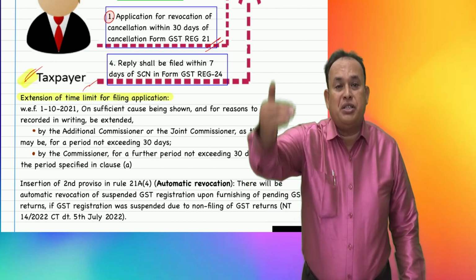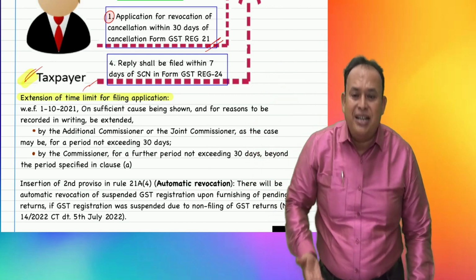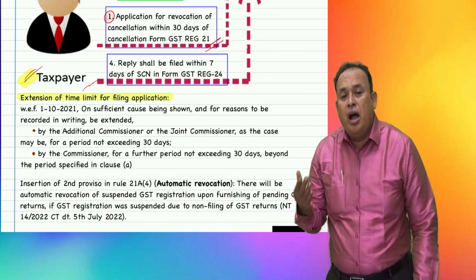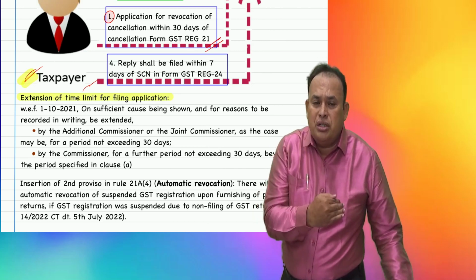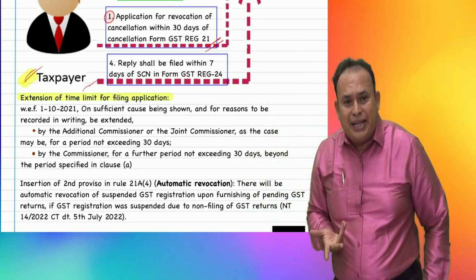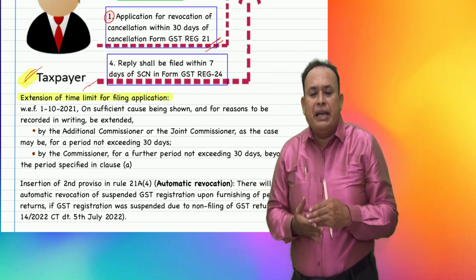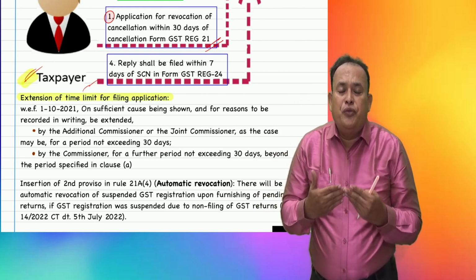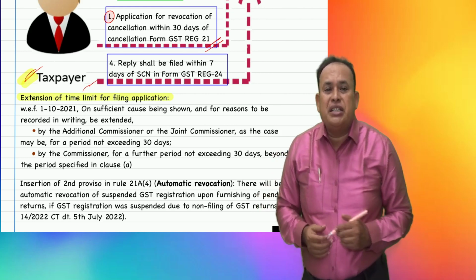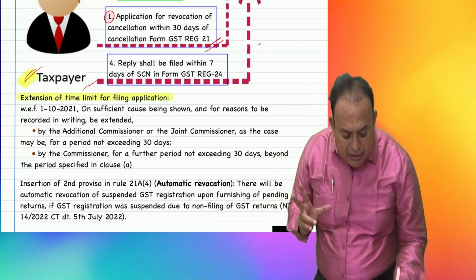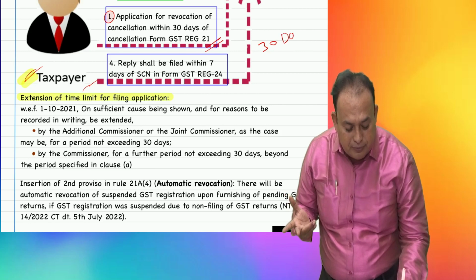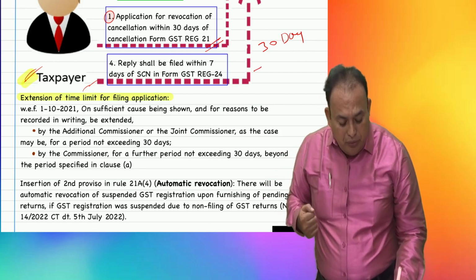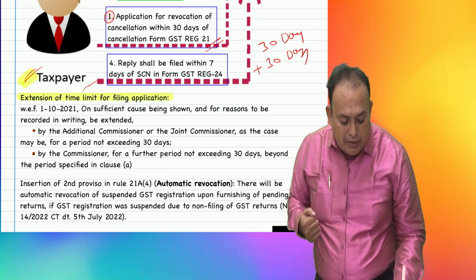Within 30 days, if not applied for the revocation of cancellation, a further 30 days can be extended by the additional commissioner or the joint commissioner, as the case may be. On sufficient cause being shown, the commissioner of central tax can further extend the 30 days time period to submit the application for revocation of cancellation of registration in the form GST REG 21. That means an initial period of 30 days without any prior permission. With the permission granted by the joint commissioner, a further 30 days.